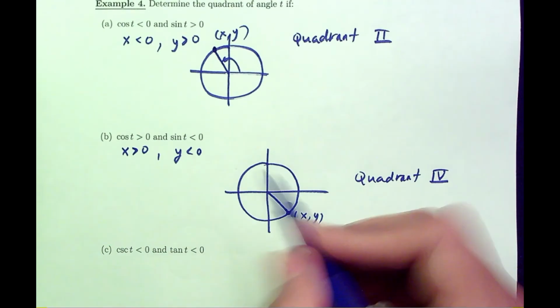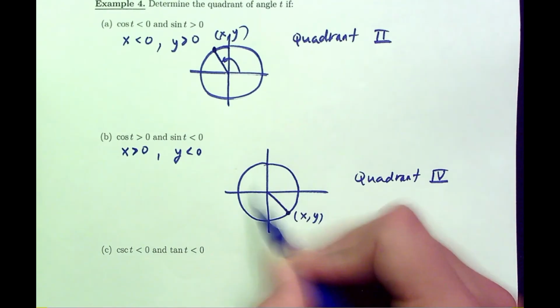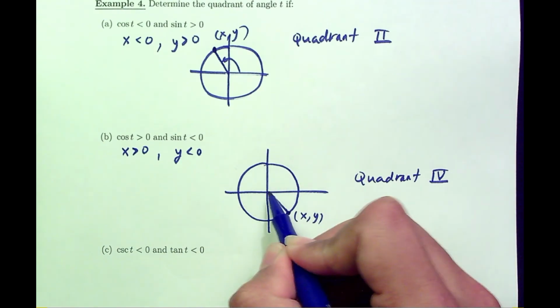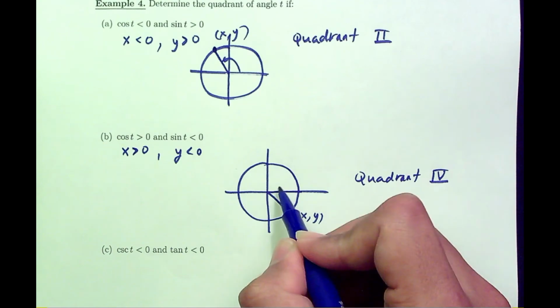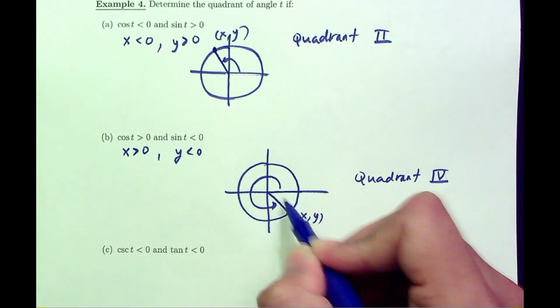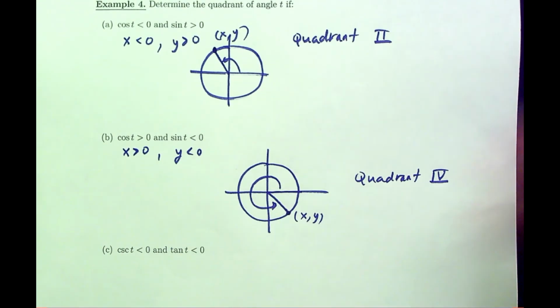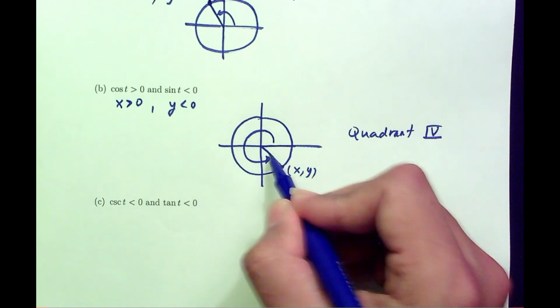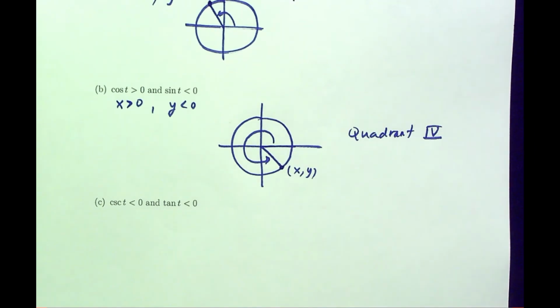Okay, and the angle could be measured this way or that way, but we don't really know. Let's just say it is this one, but it could be just this one, okay? We don't really know unless you have more information. But either way, whether it's measured like this or like that, the terminal side is still in the fourth quadrant.